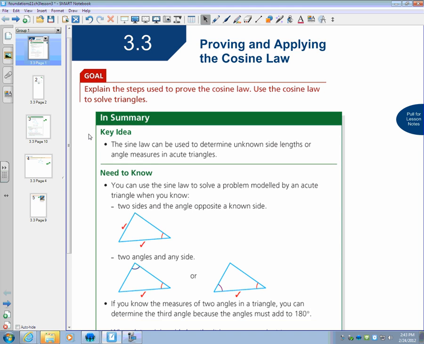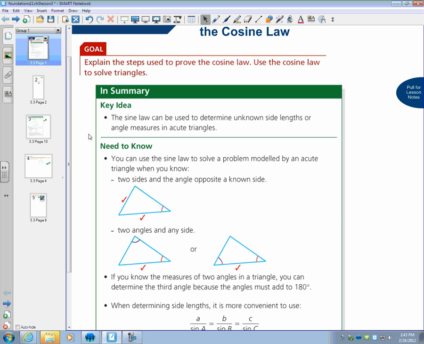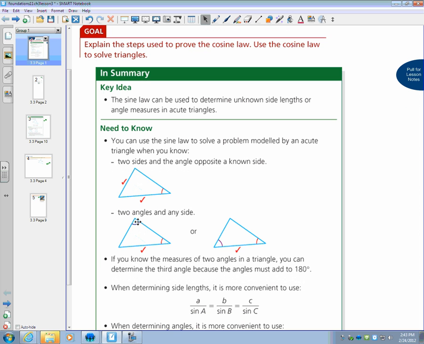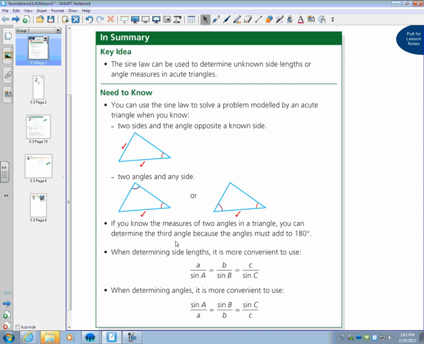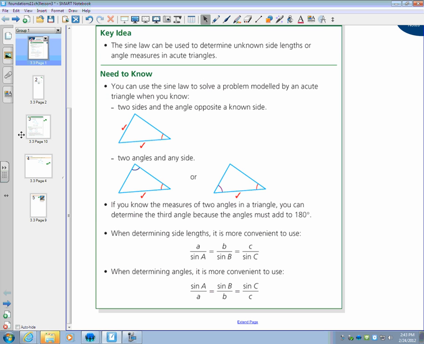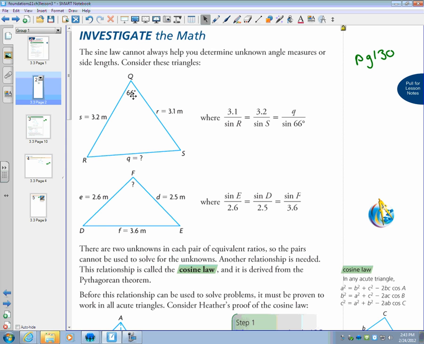Sine law, but sometimes we can't always use the sine law. So just to recap, we can use the sine law when we know two sides and an opposite angle, or two angles and any side. So we need an angle and its opposite side. But there are cases where that doesn't help.